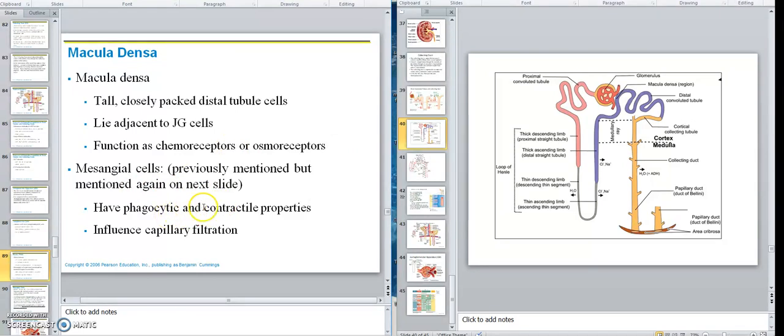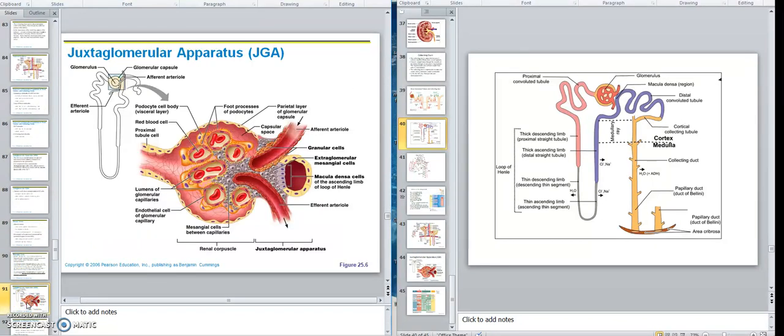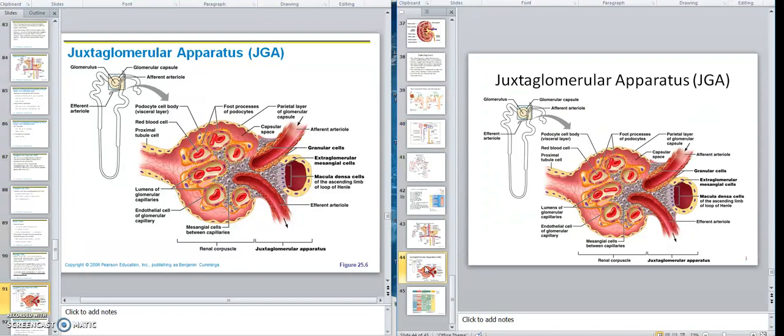They do several things: phagocytosis, contractile properties. I'm not saying they're not important, but these others are very important. So that's why I kind of mentioned these mesangial cells. You can glance at them, but I'm not going to get heavy on those. I want to get to the heart of the matter for you all. All right, so that's the structure, and we looked at the structure already. All right, so I come back here now.